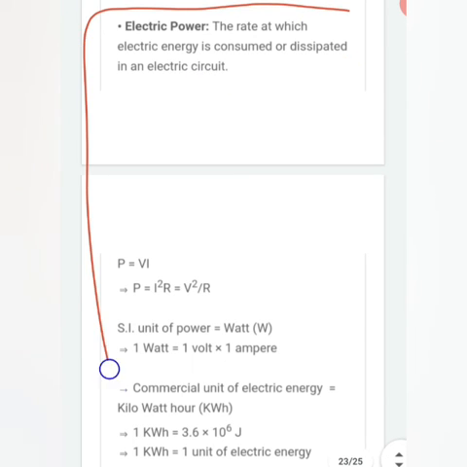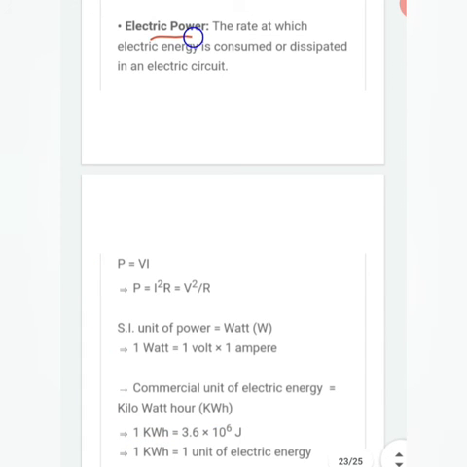Next is power. What is power? Power in context to electricity is said to be electric power. It is the rate at which electrical energy is consumed or dissipated in any electric circuit. Rate means with respect to time, whatever amount of energy is dissipated by any electric circuit is defined as electric power.